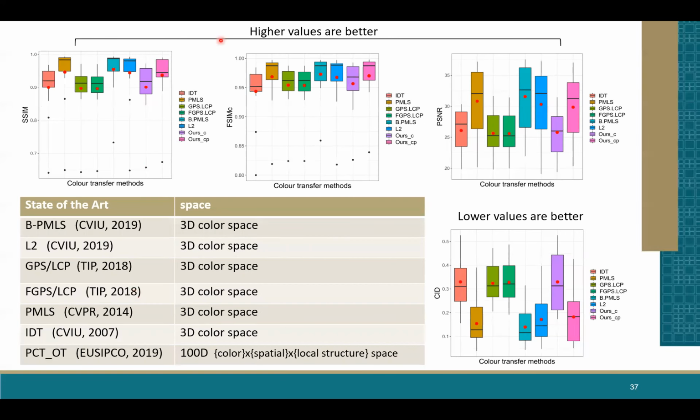Here we provide a qualitative evaluation of our approaches, noted here with the names Ours-C for using color only, and Ours-CB for color combined with positions. We compare our approach with the state of the art. All the state of the art solve the problem in 3D color space, and our algorithm solves it in 100D space, composed of the color space and local structure.